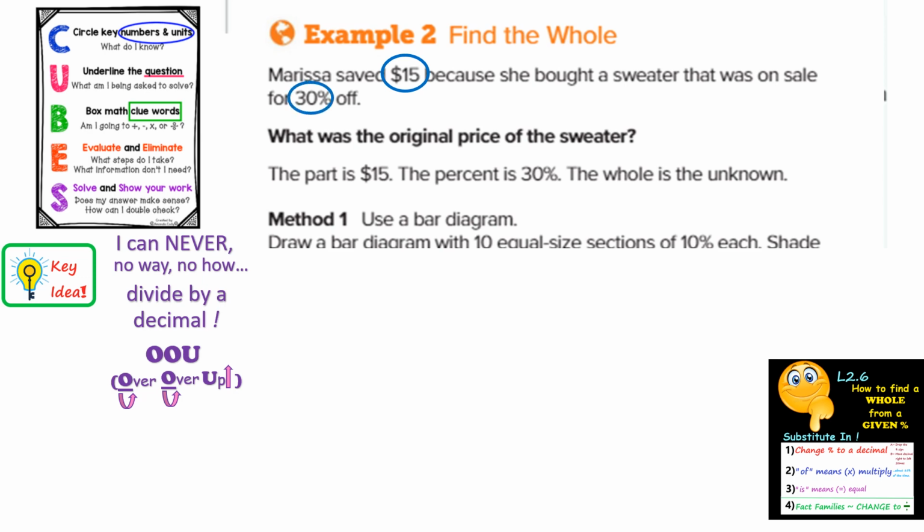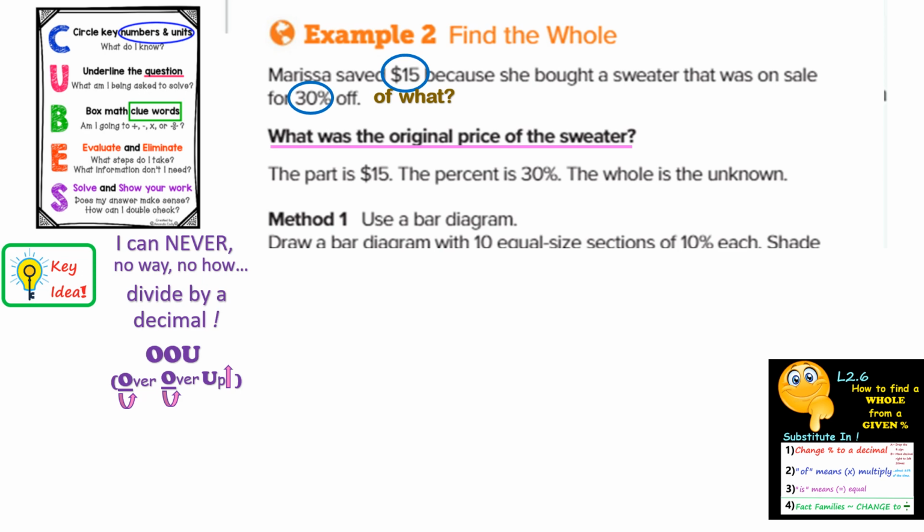So once I have circled those, then I'm looking for the question that I'm being asked to solve. I underline it. Well, I'm being asked what the original price of the sweater is. Then I'm looking for my clue words, and we've been looking for of and is, but that's not there. So then I have to stop and think and ask myself, well, if Marissa saved $15 because she bought a sweater that was on sale for 30% off, then we want to know, well, that 30% off of what? What was it off of?